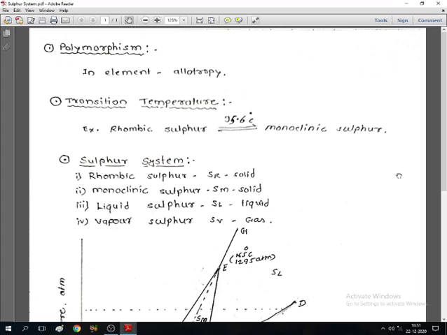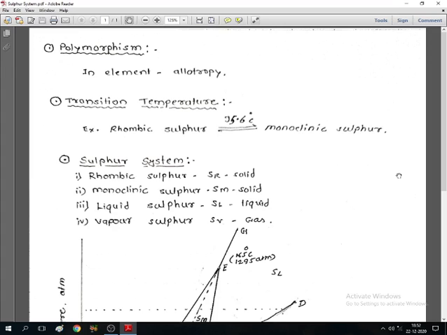Now these two crystalline forms can be converted from one into the other. For example, if you heat the rhombic sulfur slowly, then at a particular temperature it gets converted into the monoclinic sulfur, or if you cool that monoclinic sulfur slowly, then it gets converted into the rhombic sulfur.